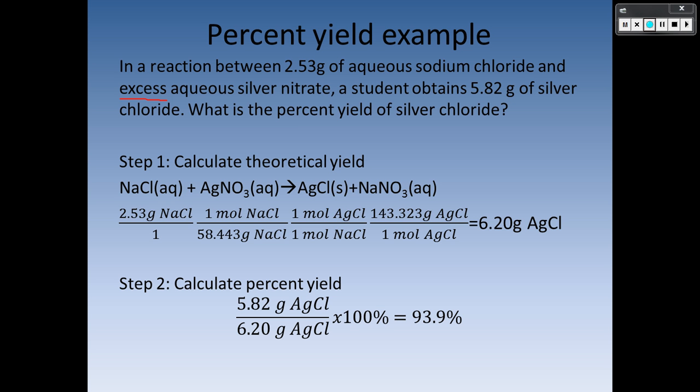Some of you are going to ask where the unit grams of silver chloride goes. Notice, because we're dividing grams of silver chloride divided by grams of silver chloride, anything divided by itself is 1, and so that cancels out. And that's why our unit is just the percent.